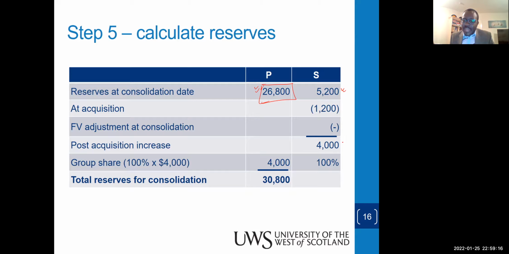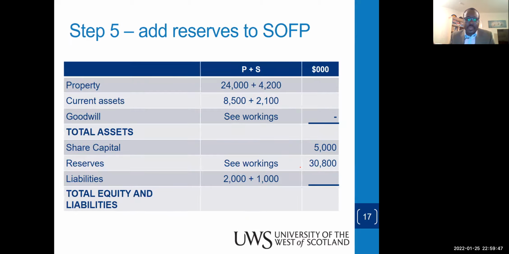This represents 100% of the post-acquisition reserves of the subsidiary, and we must split it between the NCI and the parent. But in this scenario, there's no NCI. The parent acquired 100%, so the parent would take all the 100%. Otherwise, the parent would take its portion, and then NCI will also take its portion. Therefore, after this, we add it to the parent component and we get a reserve total of 3,800. We can now finish up our calculation.